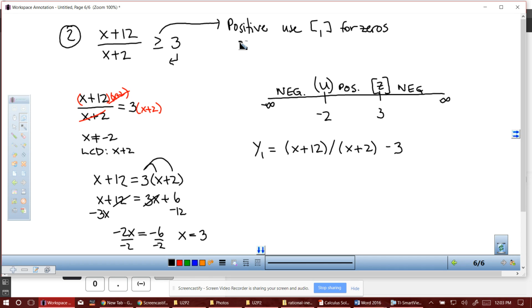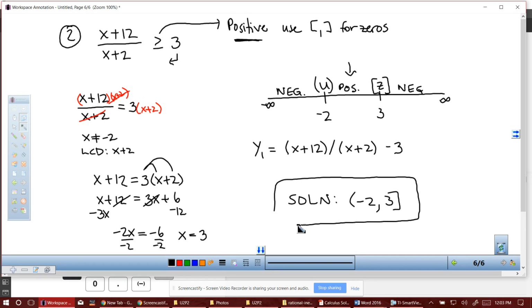Remember when we started the problem, we said we wanted positive. So I want that interval right there. My solution will be the interval parenthesis negative 2 to 3 square bracket. The difference in what we did for the last few days is that now we have to use the calculator and a number line to finish our problems out.